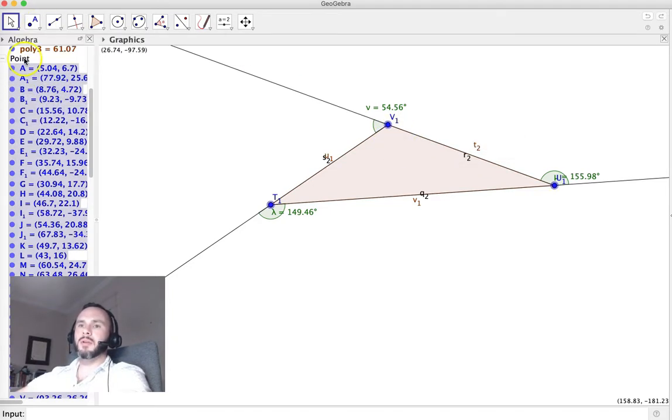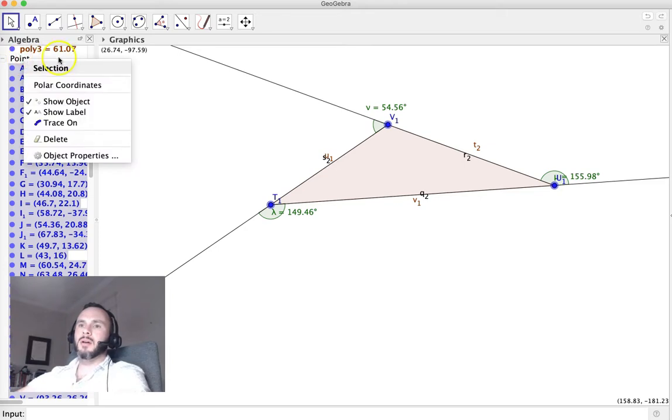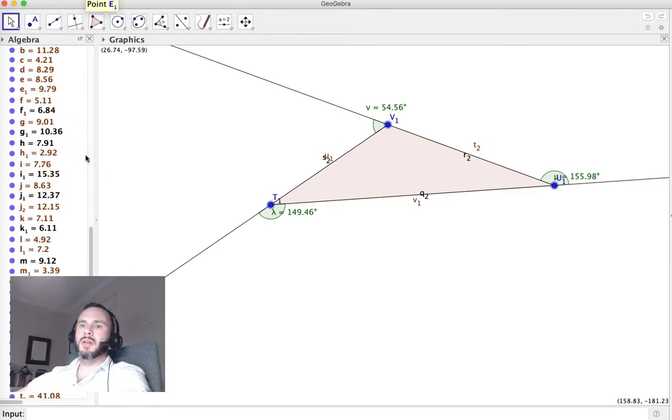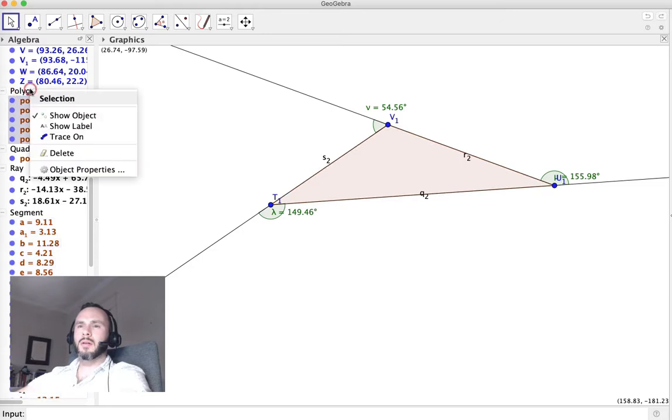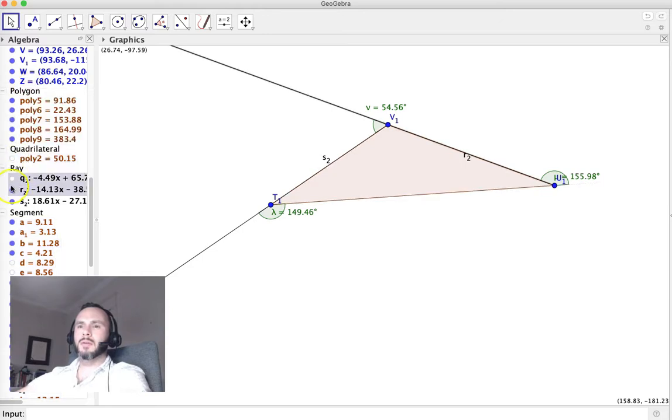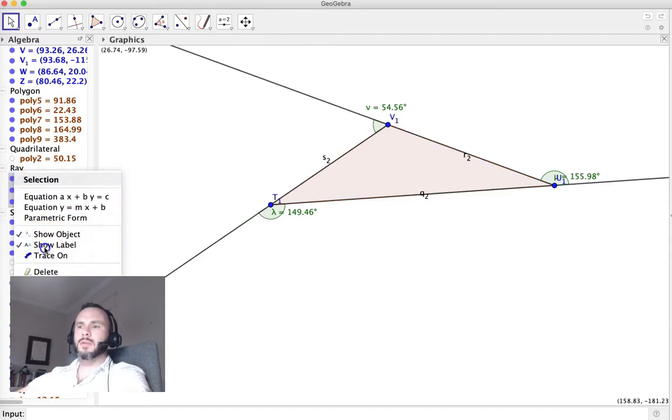I'm going to get rid of these labels on these segments because these are really annoying. No, I want to get rid of these is what I want to get rid of. Show label. Okay.